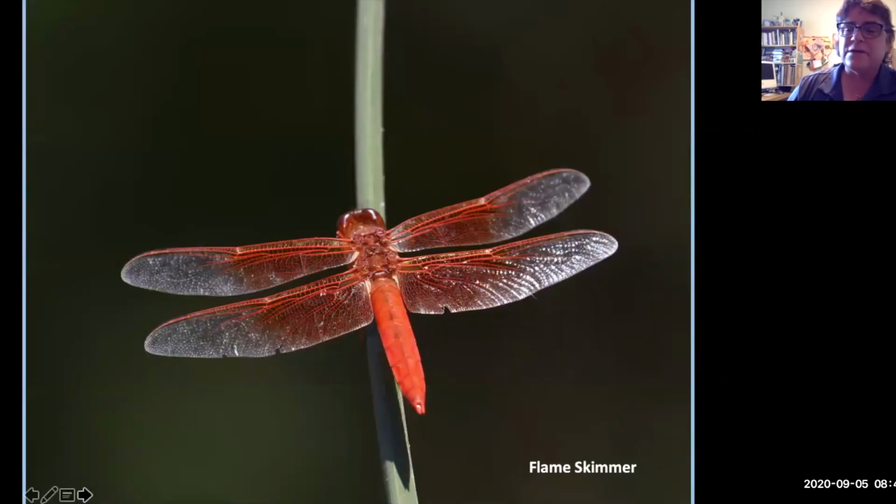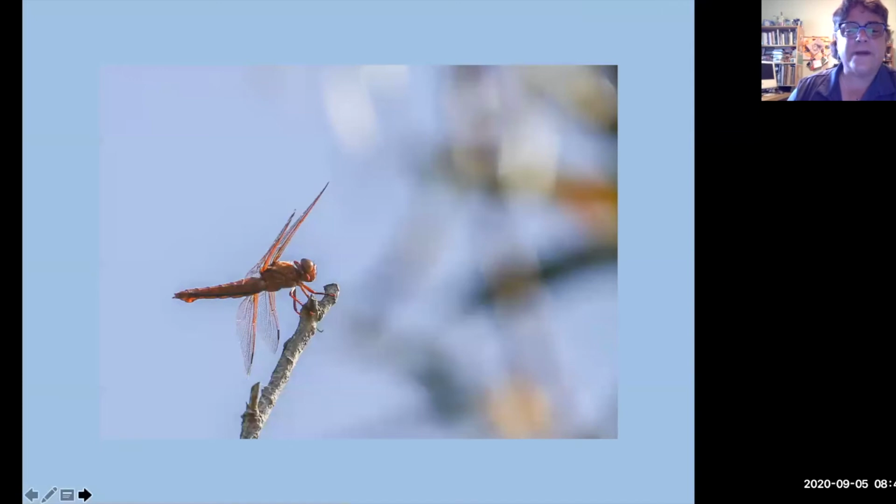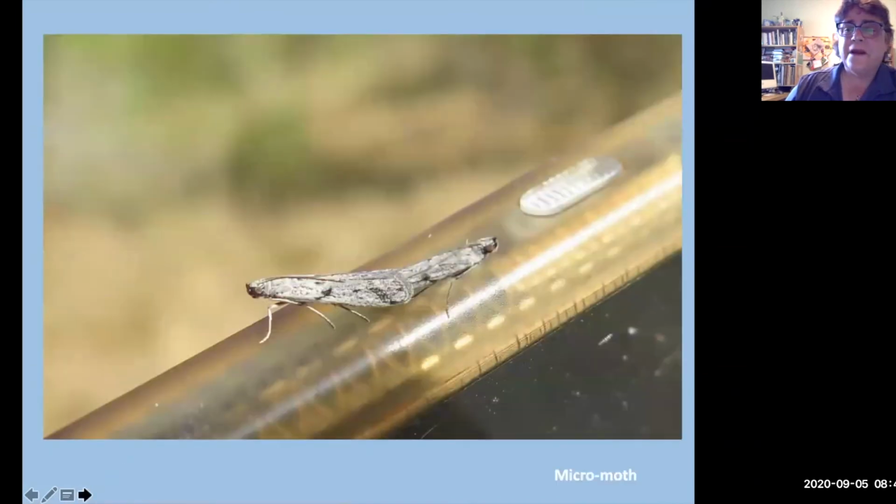Flame skimmer, how stunning is that? Beautiful, beautiful male dragonfly. I had to get another one because it was so pretty. And then this is a female perched way up in a tree. Look at the neat little hairs they have on their legs. Stunning.